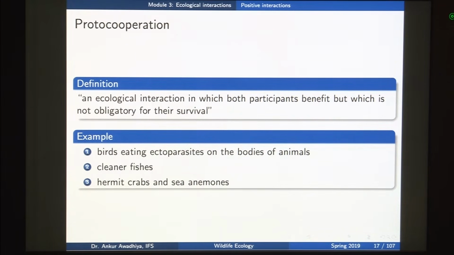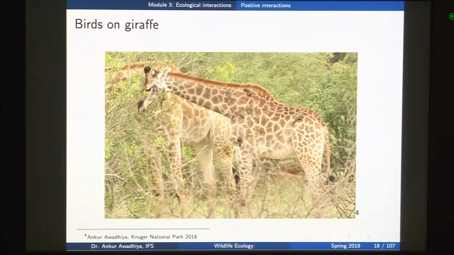However, even though they are getting this benefit, they are not residing together for a very long time, because this is not compulsory for their survival. When we say obligatory, obligatory means compulsory. So, this is not compulsory for their survival. They might even go away from each other. A good example is birds eating ectoparasites on the bodies of animals. A good example is these ox birds that are there on the surface of the giraffe.